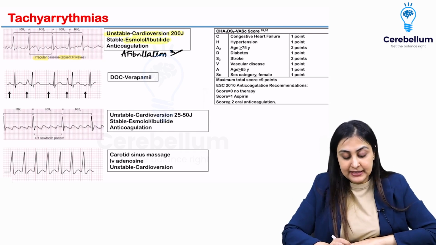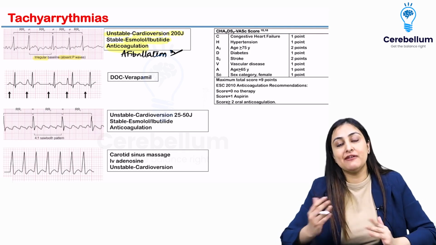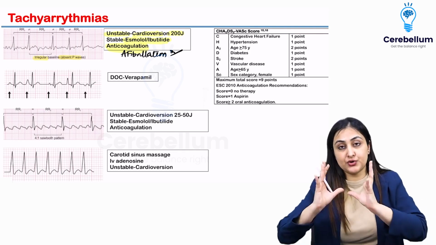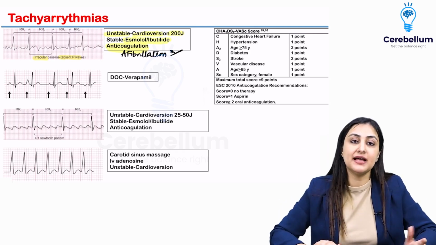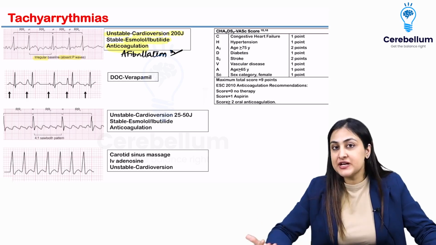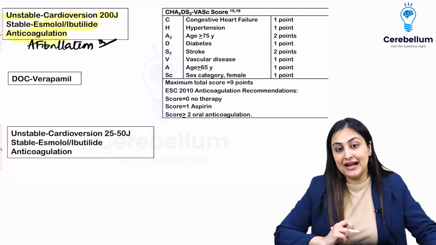/ ibutilide, and anticoagulation is something which is very important because in patients who have AFib, they have very high risk of thrombosis in the atrium, which can embolize. So that's a very common scenario. After AFib, you can have mesenteric ischemia, you can have stroke. So who should you give what anticoagulation?